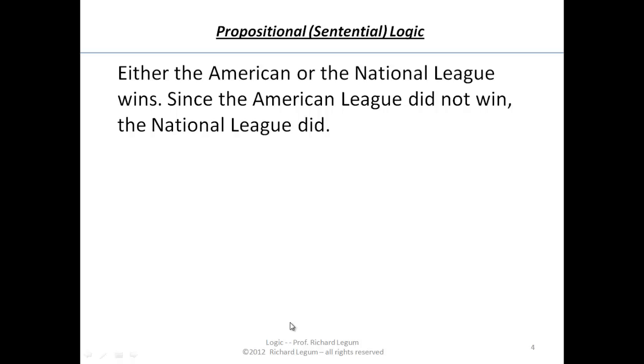Now we're going to begin our search for valid propositional logic patterns of argument with our first example, which was: either the American or the National League wins. Since the American League did not win, the National League did. And in this case, the conclusion is the National League won.